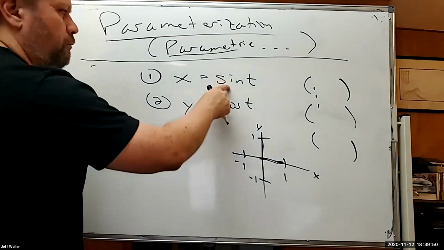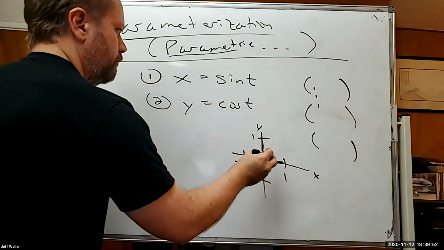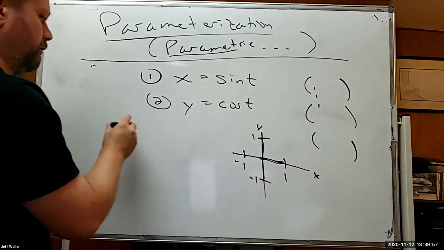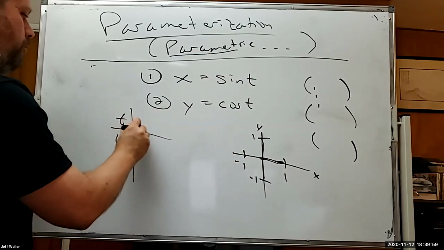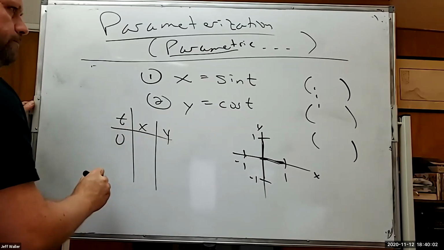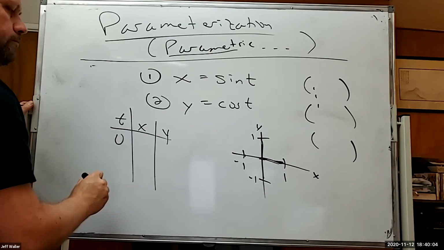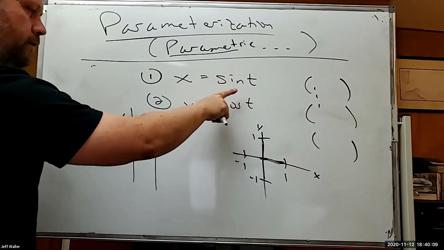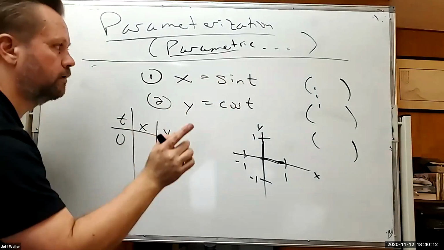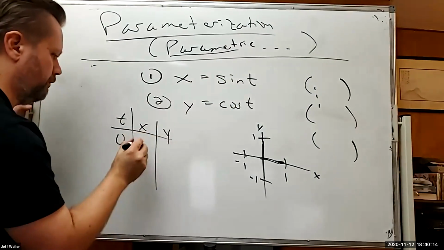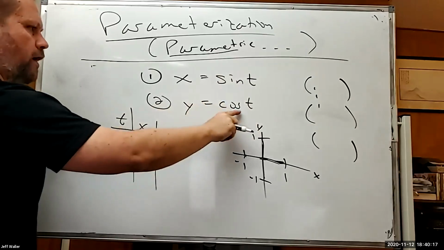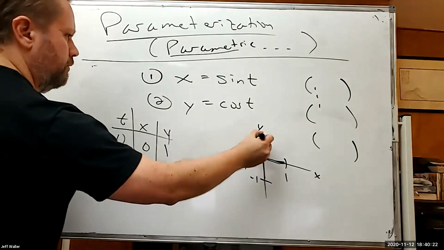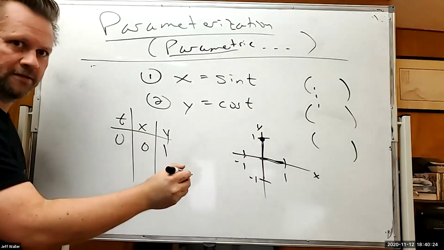I'm not sure why I switched these, but it doesn't matter. So at 0, what point am I at? If t is 0, what's x? 0. Because sine of 0 is 0. If t is 0, what's y? 1. I love it. So I'm at this point.